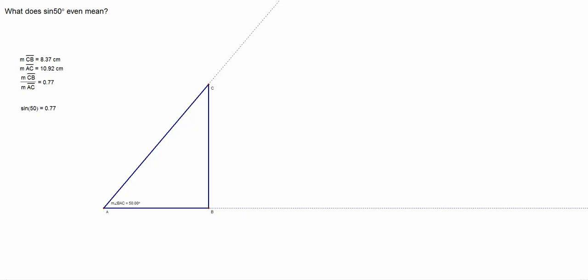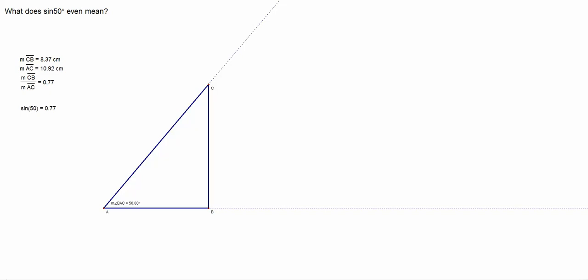So say I want to change that angle to, I don't know, 30 degrees. What would happen then if I divided my opposite by my hypotenuse? What answer would I get then? I'd get a different answer. I wouldn't get 0.77. But the interesting thing is it wouldn't matter how big that triangle was. If that angle was 30 degrees, I'd always be getting the same answer. Okay? So that is what sine 50 degrees means.